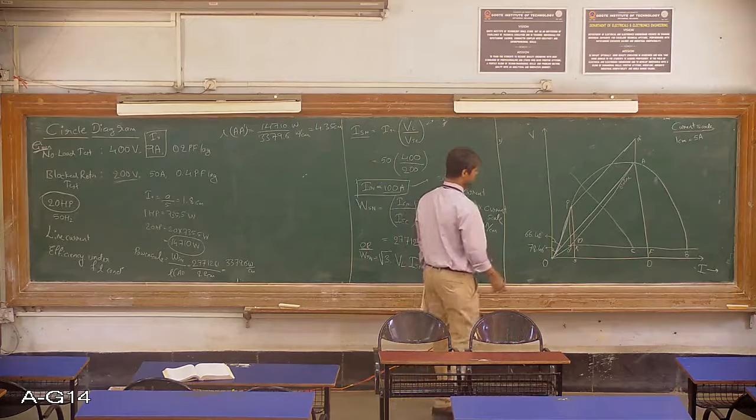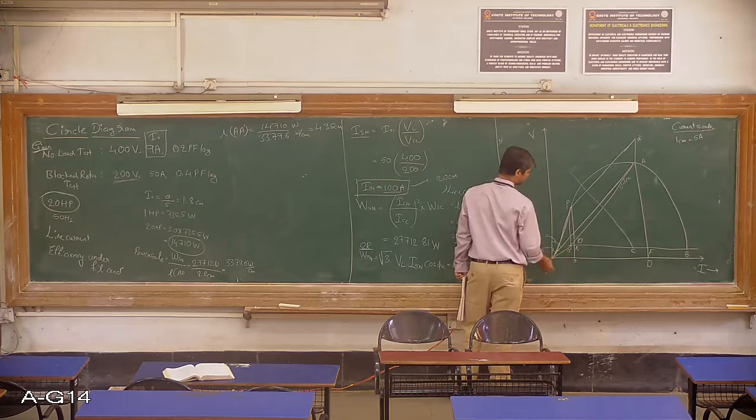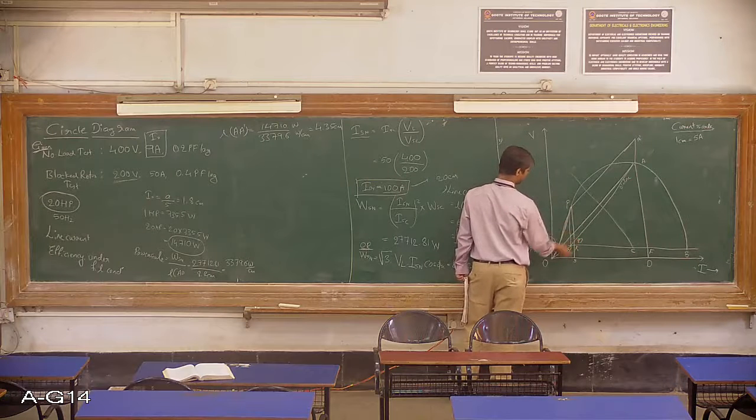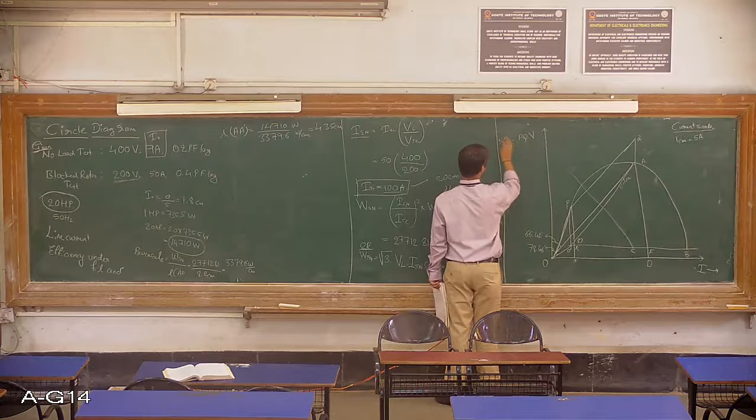The efficiency is nothing but the output of the machine divided by the total input of the machine. Output of the machine is anything above this output line. So efficiency is equal to PQ. We'll directly calculate the percentage efficiency.